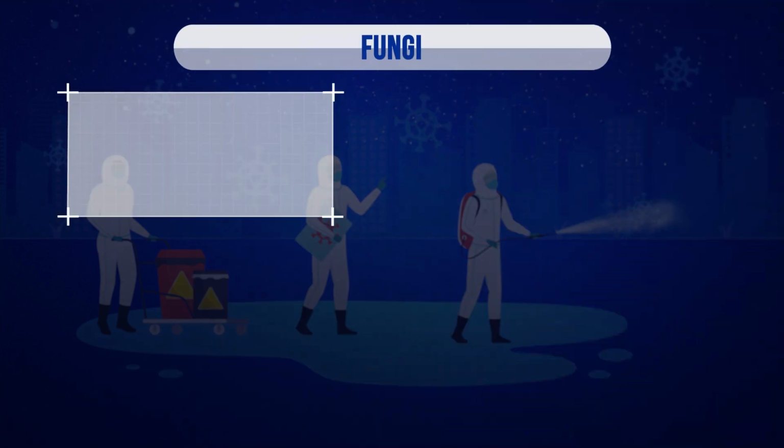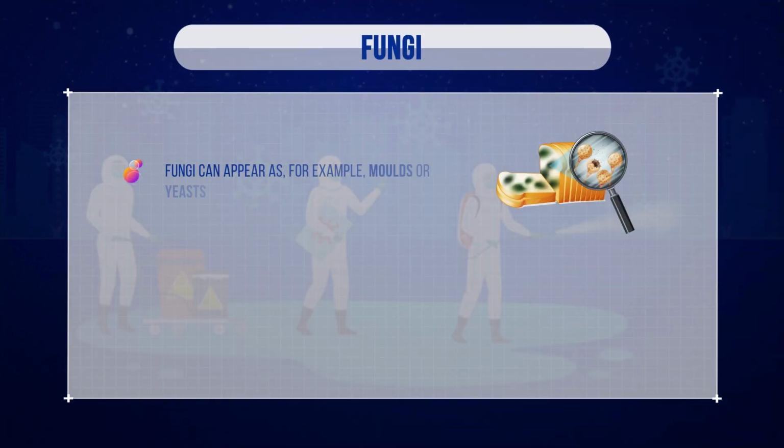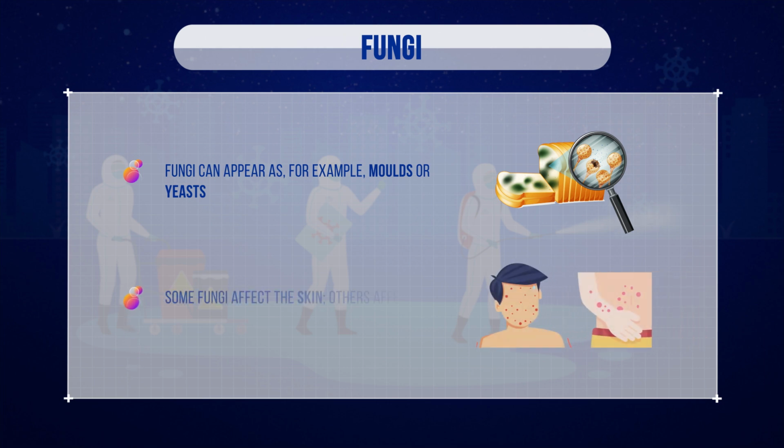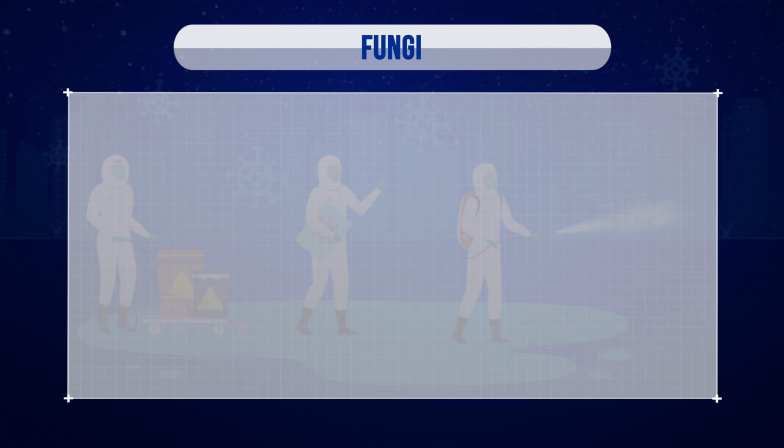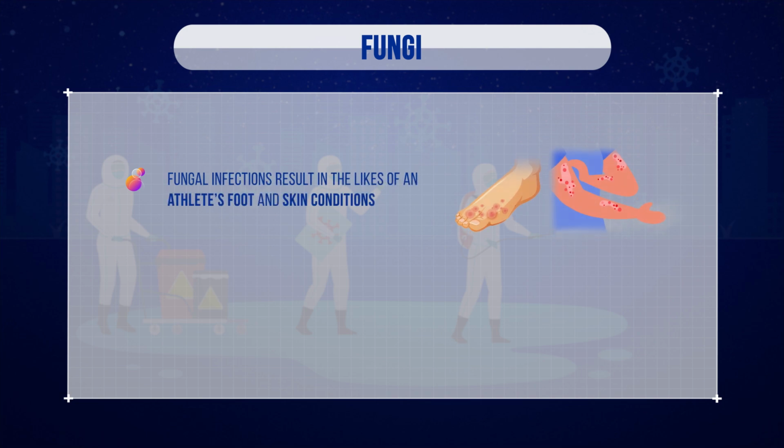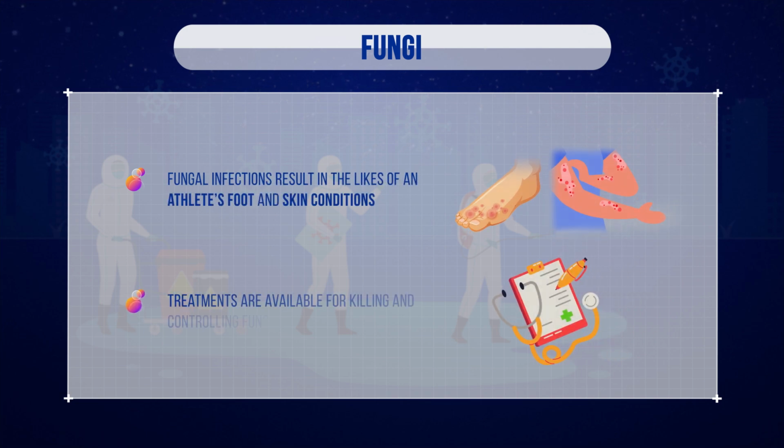Finally, there's fungi. Fungi can appear as, for example, molds or yeasts. Some fungi affect the skin, others affect the whole body. Fungal infections result in the likes of an athlete's foot and skin conditions. Treatments are available for killing and controlling fungi.